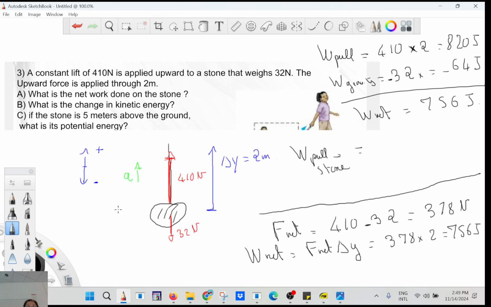Okay, and then there is a question. Next question is just like to review. If the stone is 5 meters above the ground, what is its potential energy? So potential energy is by definition mgh relative to the ground. So that's going to be what? mg, that's the weight, so it will be 32 times 5.